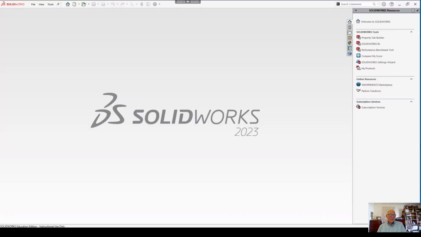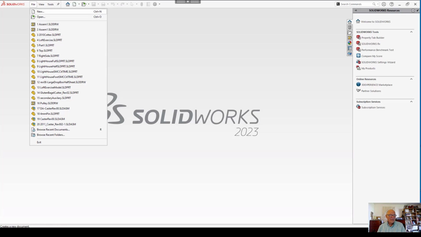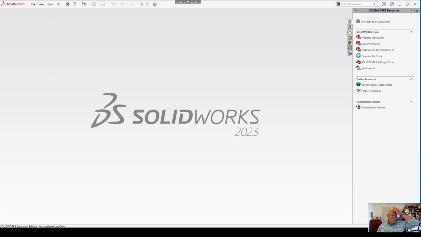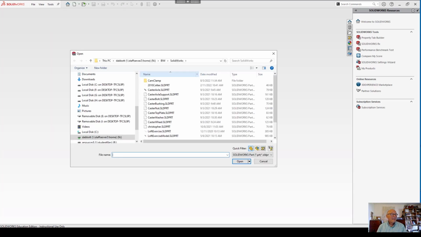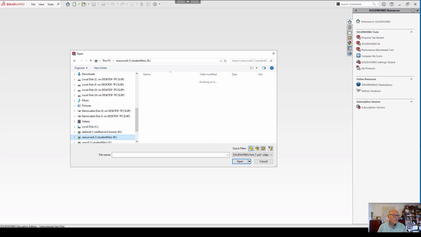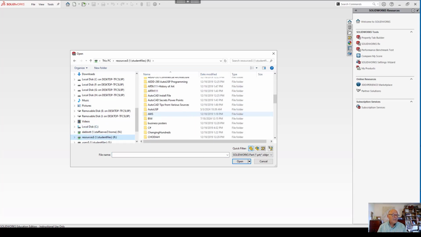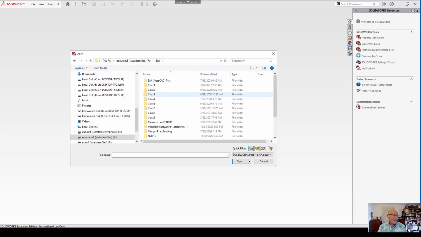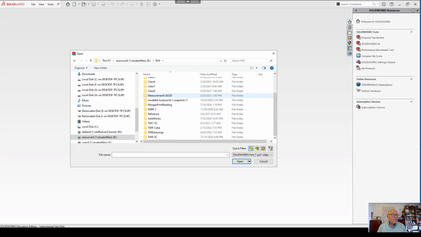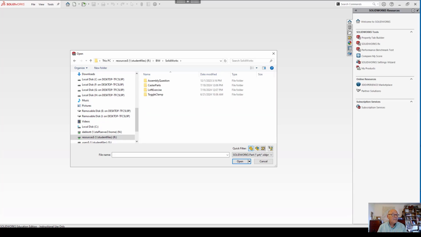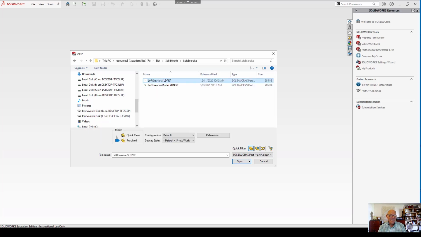In this case, I'm not going to start a new file. You're going to open an existing file. So what I'm going to do is to open up a file, and that file will be on the R drive, and it will be under the BIW folder. And if you take a look at where it says SolidWorks, Loft Exercise, I've got two. One of them is complete, and one of them is the exercise itself. So don't open the one that's complete. Open the one that's the exercise.